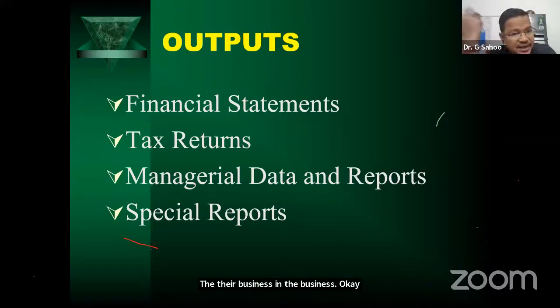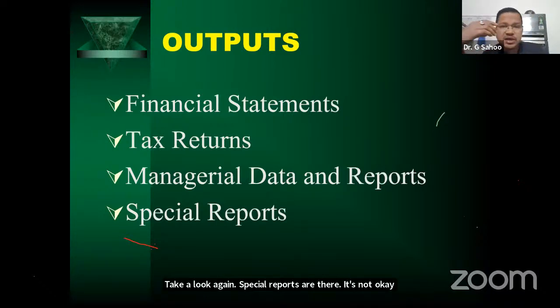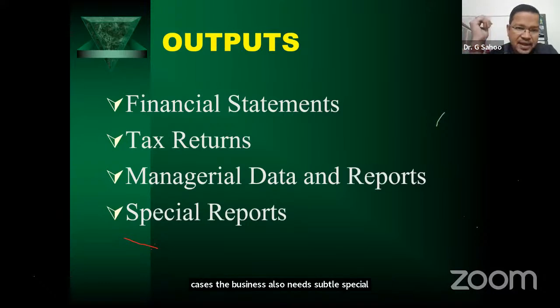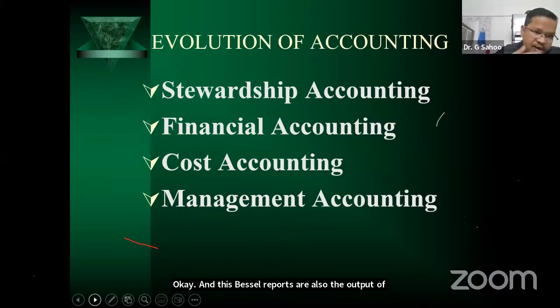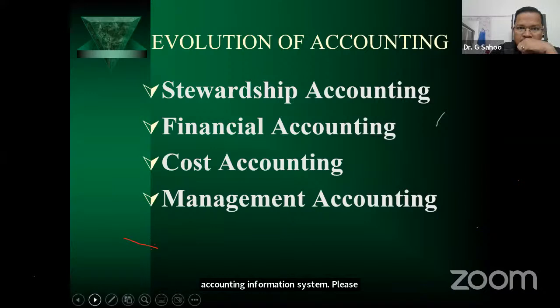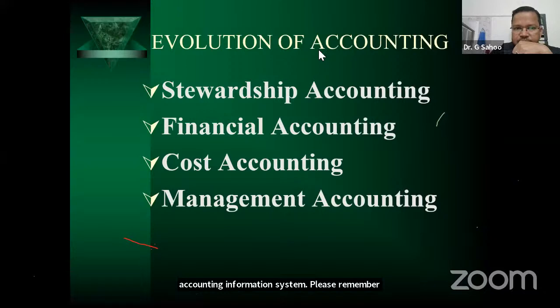Okay, so managerial data and reports are also output of accounting. Again, special reports are there. In certain cases, the business also needs certain special reports, and the special reports are also the output of the accounting information system. Please remember. Okay, so next one is about the evolution of accounting.